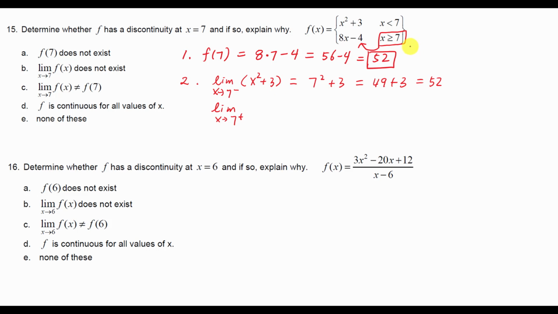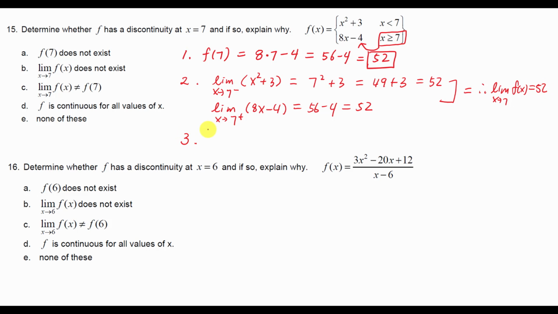So for 7 from the right, x's are bigger than 7, so we use 8x minus 4, which we already calculated earlier, and it was 56 minus 4, which was 52. So since my left limit is equal to the right limit, we see the limit as x approaches 7 of f of x exists, and it is 52.